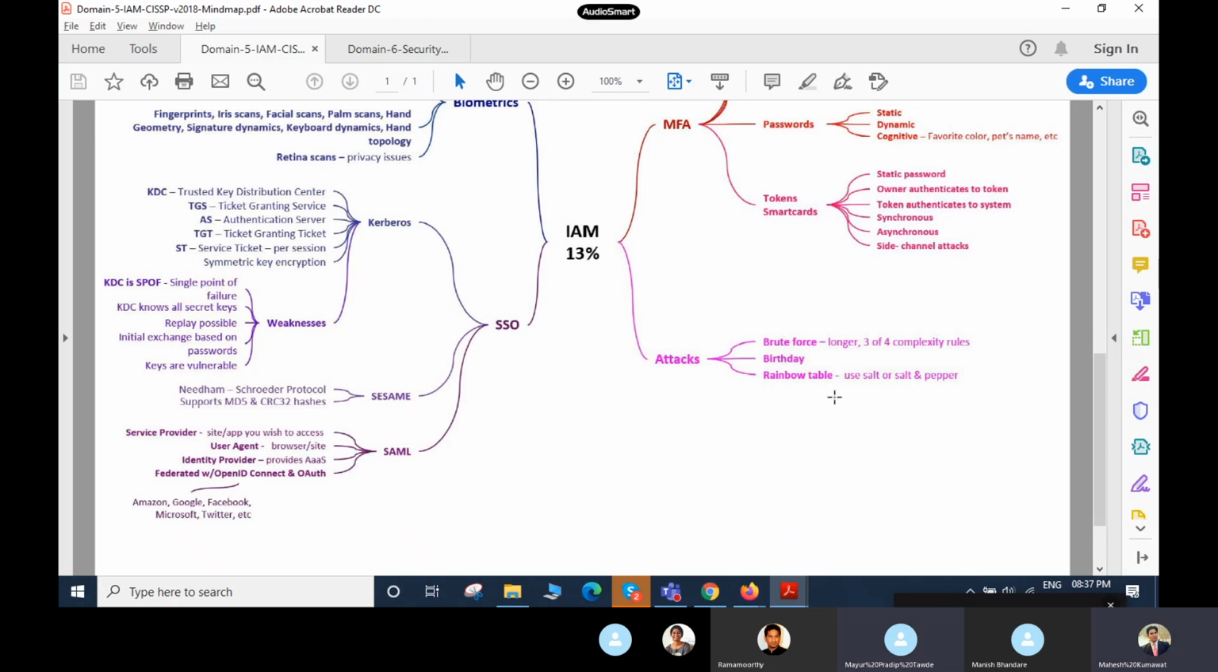So Mayuri, actually brute force attack is a type of password attack, in which we create a list of probable passwords, and one by one we try to crack the password.